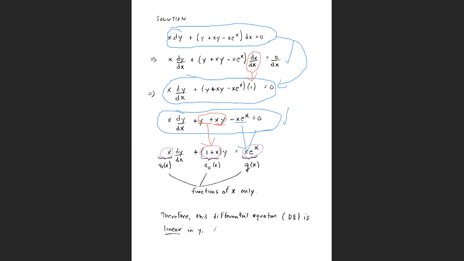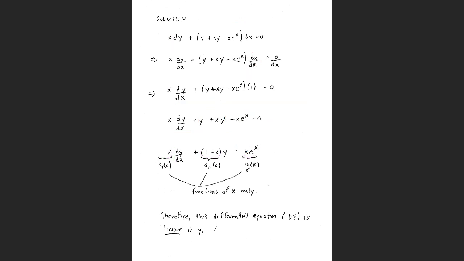Let me ask you this. Suppose that instead of dy/dx, let me clear this out here, suppose instead of dy/dx here we had (dy/dx) squared. Let's just suppose we had that. Would the differential equation be linear in y if we had (dy/dx) squared? What do your instincts tell you?